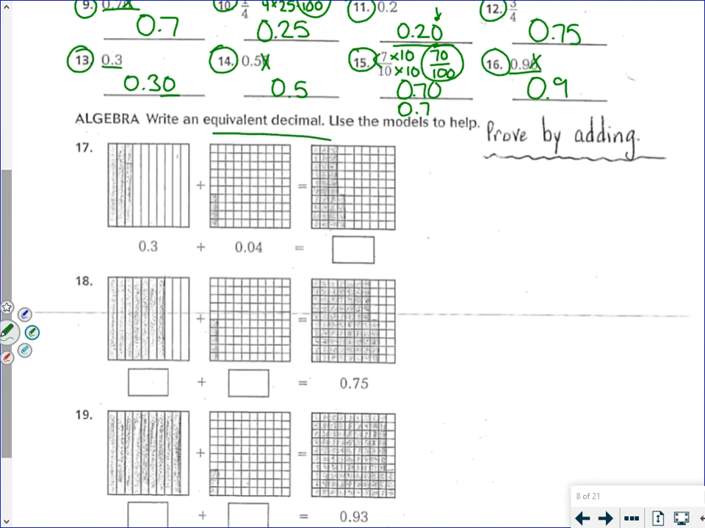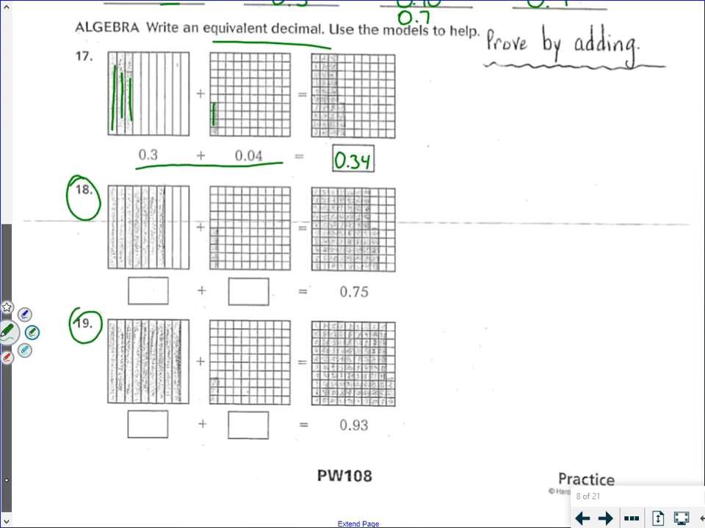So here we have 3/10. 1, 2, 3. Here we have 4, and this is what it equals. So what is an equivalent decimal? Okay, so 0.3 and 0.4, 0.34. Okay, go ahead and try 18 and 19 out by yourself.